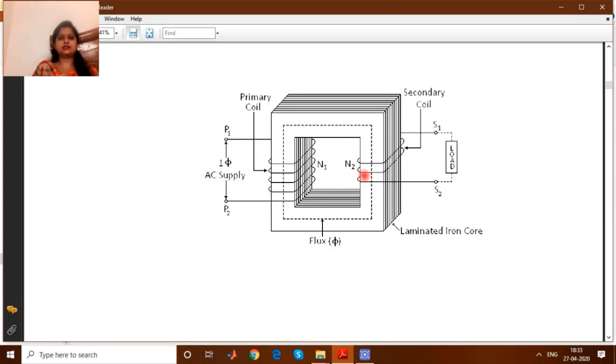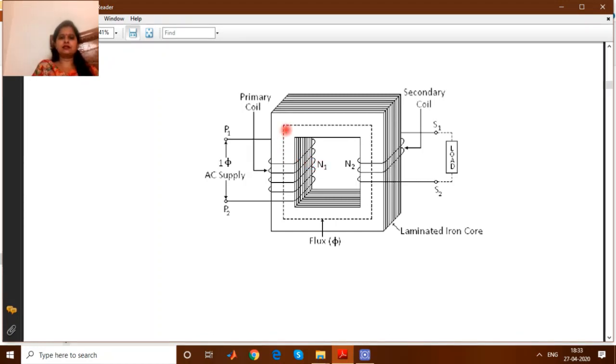Let us consider that there are N1 turns in the primary winding and N2 turns in the secondary winding, and the single phase supply is connected to the primary winding. A current starts flowing through the primary winding, because of which an MMF will be generated. Suppose the current I1 is flowing through it; then N1 I1 will be the MMF generated by this winding.